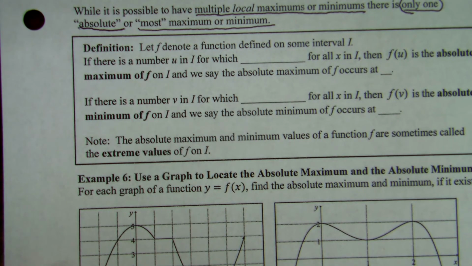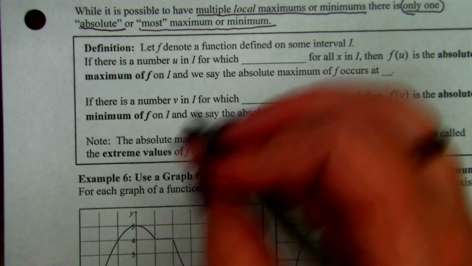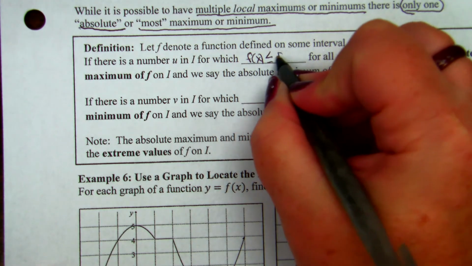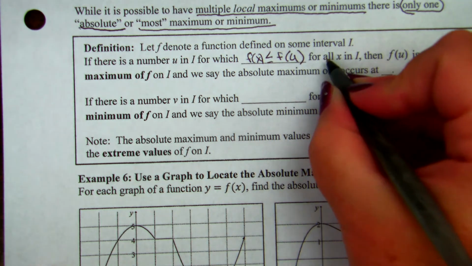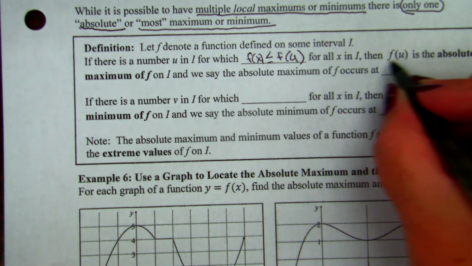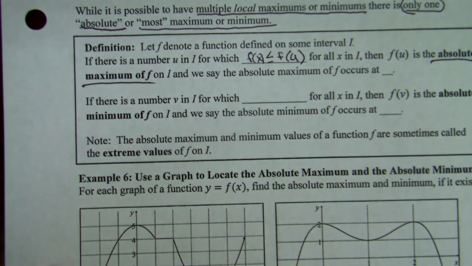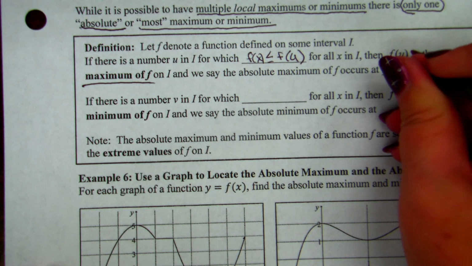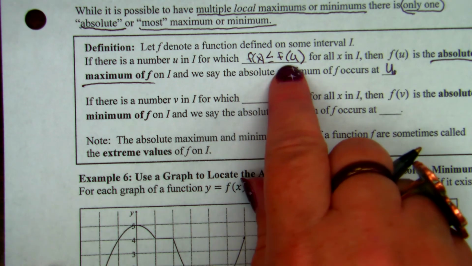So let f denote a function defined on some interval I. If there's a number u in I for which f of x is less than or equal to f of u for all x in I, then f of u is the absolute maximum of f. And we say that the absolute maximum of f occurs at u. It's the highest one. All the other f of x's are smaller than f of u.